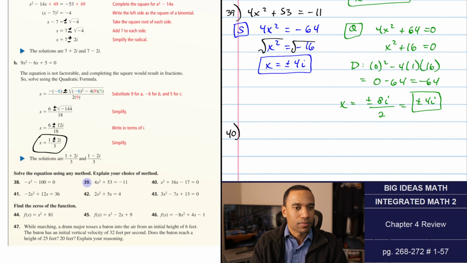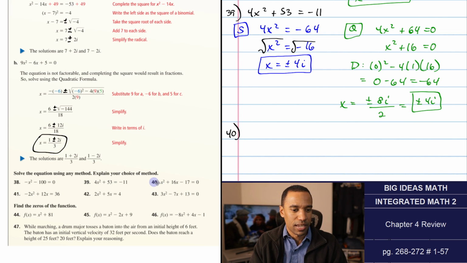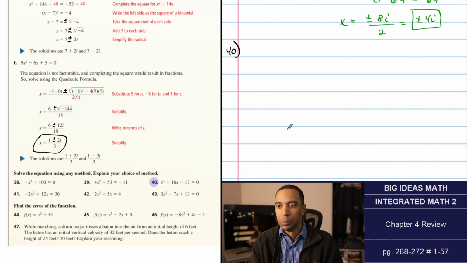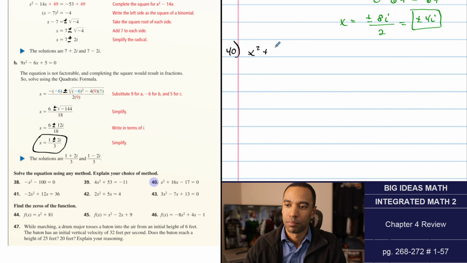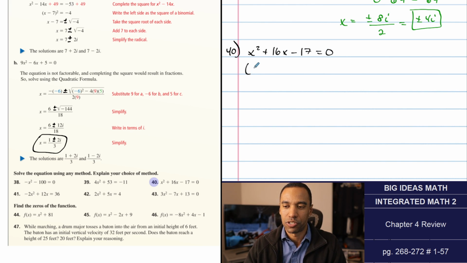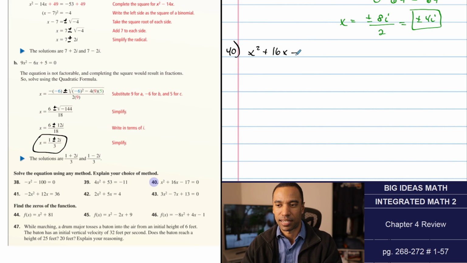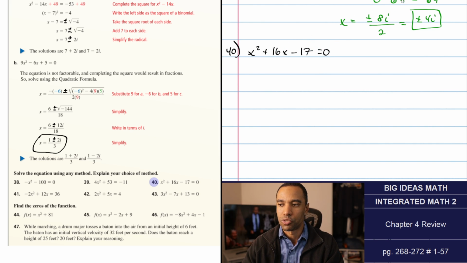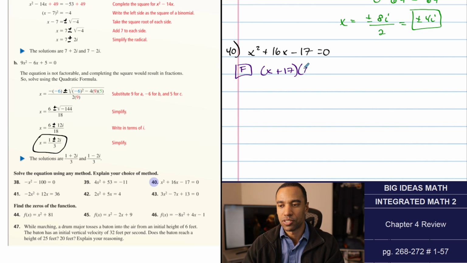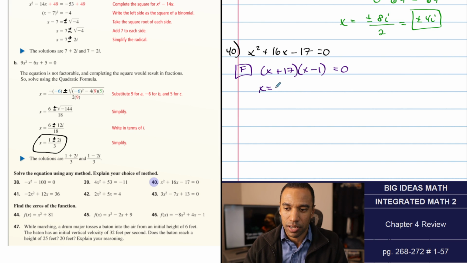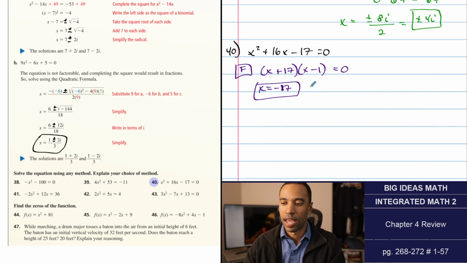Number 40. x squared plus 16x minus 17 equals 0. This looks factorable. Let's not blow this out of proportion. Let's use a different color. Factoring, I believe this factors into x plus 17 times x minus 1. Using the zero product property, x can either equal negative 17 or x equals 1.